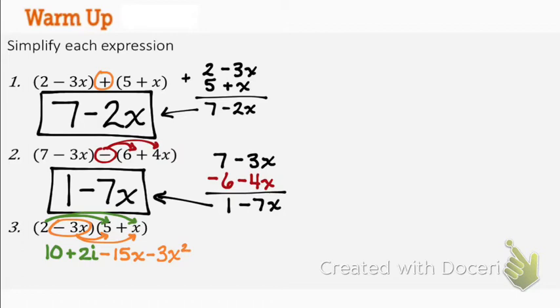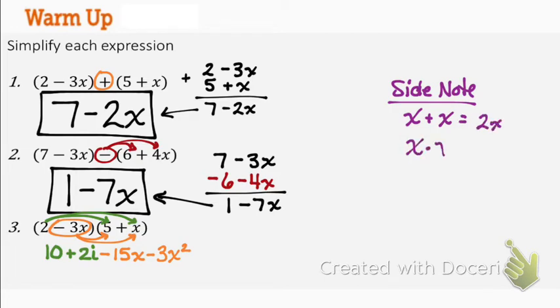So just kind of a side note over here. x plus x is 2x. x times x, when we multiply, that's when the exponent changes. So if you are adding, it is the coefficient that changes. And if you are multiplying, it is the exponent that changes. Right?